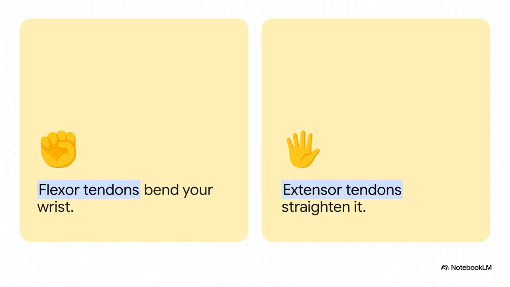Flexor tendons are the cables that allow you to bend your wrist and curl your fingers inward to make a fist. Extensor tendons are the exact opposite. They allow you to straighten your wrist and extend your fingers totally flat. So flex to bend, extend to straighten. If a surgical report mentions repairing a flexor, you know exactly which side of the wrist they're working on.